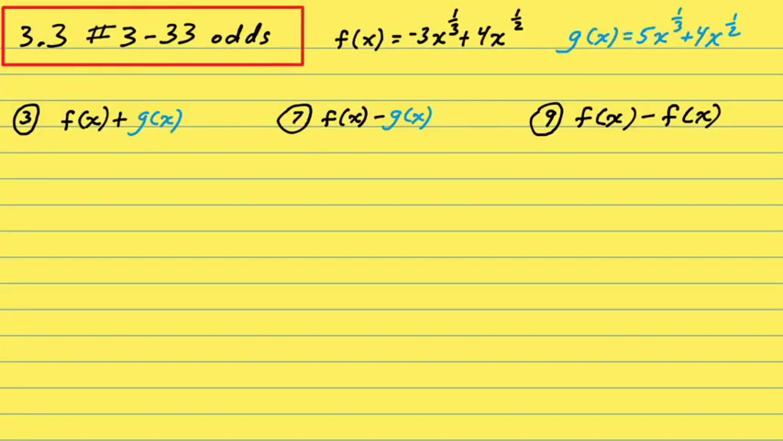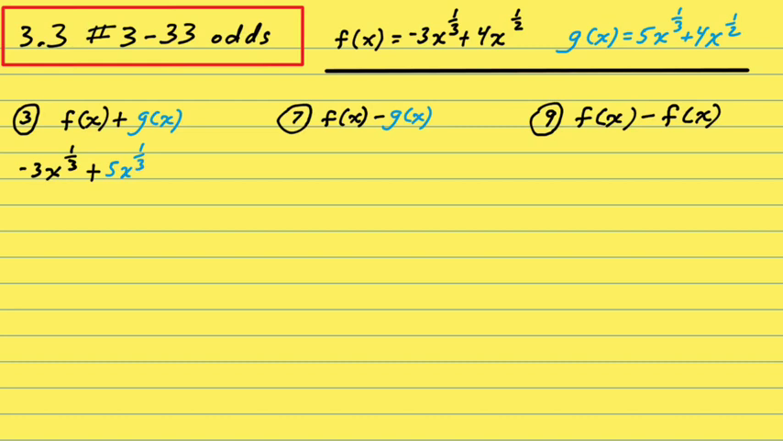Okay, the assignment's going to be 3 to 33 odds. I wrote up what f and g are as far as the functions. We're going to apply it to all of these. Number 3, f of x is negative 3 x to the 1/3 plus, because it says plus, g of x, which is 5x to the 1/3 plus 4x to the 1/2.